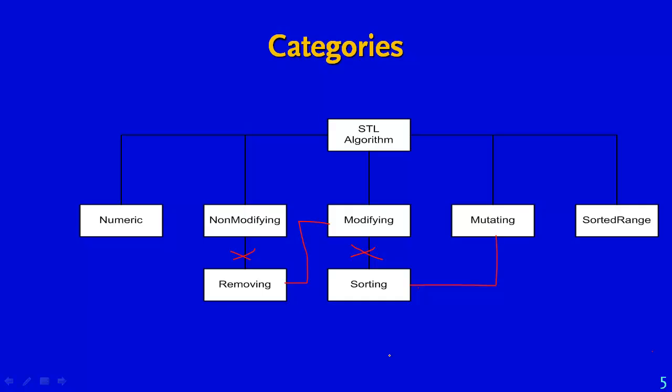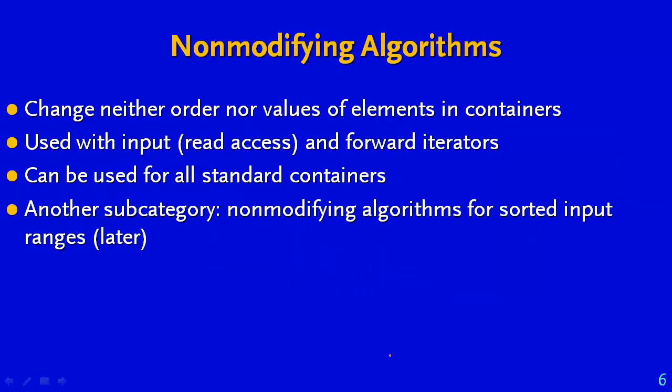So we've got numeric, non-modifying, modifying and mutating. These are the ones we'll be concentrating on, and we give 2 examples of each just to get you started. And it's a good test of whether you have understood all of the template and STL theory we've done up until now. Okay, so the non-modifying algorithms, these change. You've got, let me take an example.